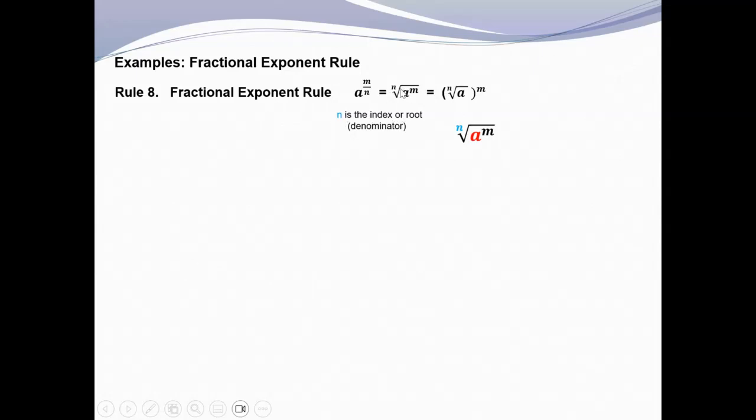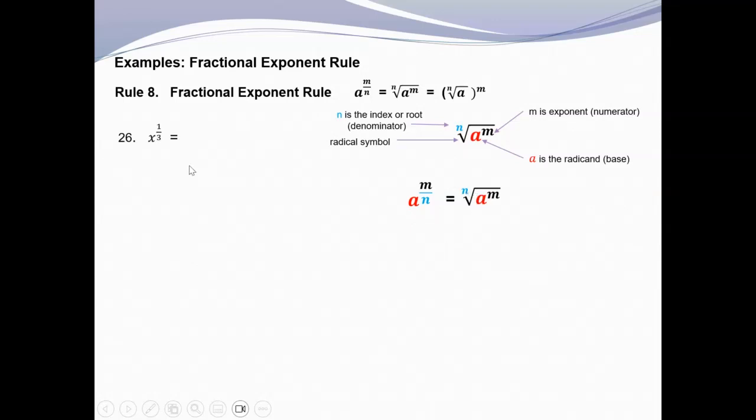For example, the n is called the index or the root. The a is called the radicand, which is the base, and the m is the exponent, which is a numerator. That's a radical symbol, which is the root here. That way you know the terms, what they're called, with the vocabulary. Right, so a to the m over n is equal to the nth root of a to the m power.